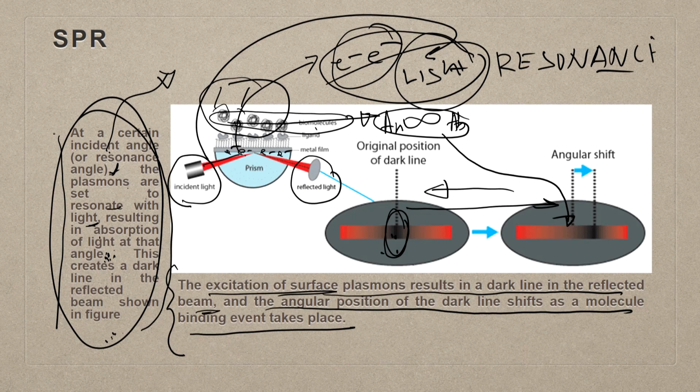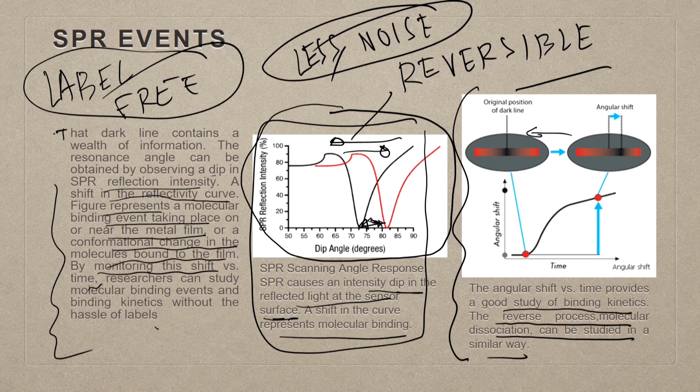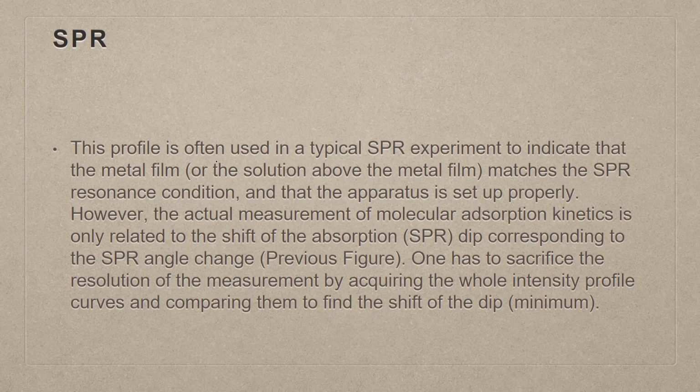Okay? So, this real-life, probe-free, dynamic, reversible process makes SPR one of the very profound tools for studying interaction between a ligand and its target. Okay? So, this profile is often used in a typical SPR experiment to indicate that a metal film or a solution above the metal film matches the SPR resonance condition and the apparatus is set up properly.